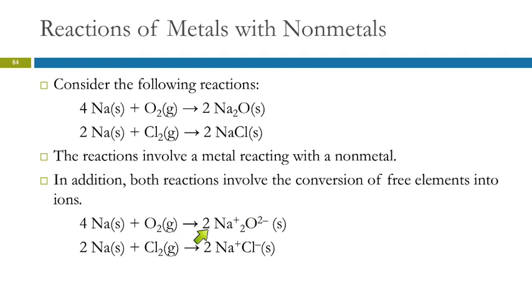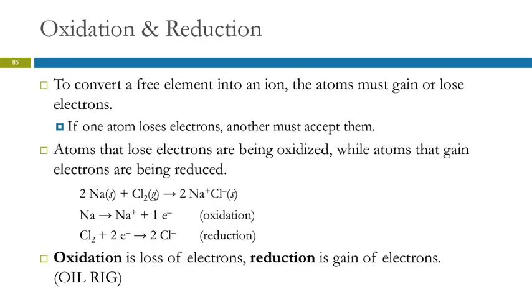And if you look at that, you can see why we don't typically write the charges in a formula for a compound. It gets really messy. And here's the sodium and the chlorine, and that forms sodium chloride. So we've taken free elements and converted them into ions by transferring electrons. In doing that transformation, one atom has to gain an electron, one atom has to lose an electron, and there has to be this handoff.